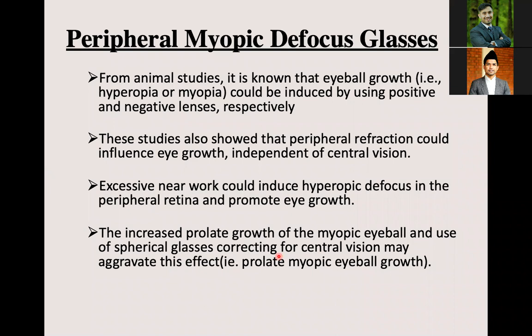From animal studies, it is known that eyeball growth, that is, it can be hyperopia or it can be myopia. That means it can be a decrease in the axial length, or it can be an increase in the axial length, and could be induced by using positive and negative lenses respectively. This study also showed that the peripheral refraction could influence the eye growth independent of the central vision.